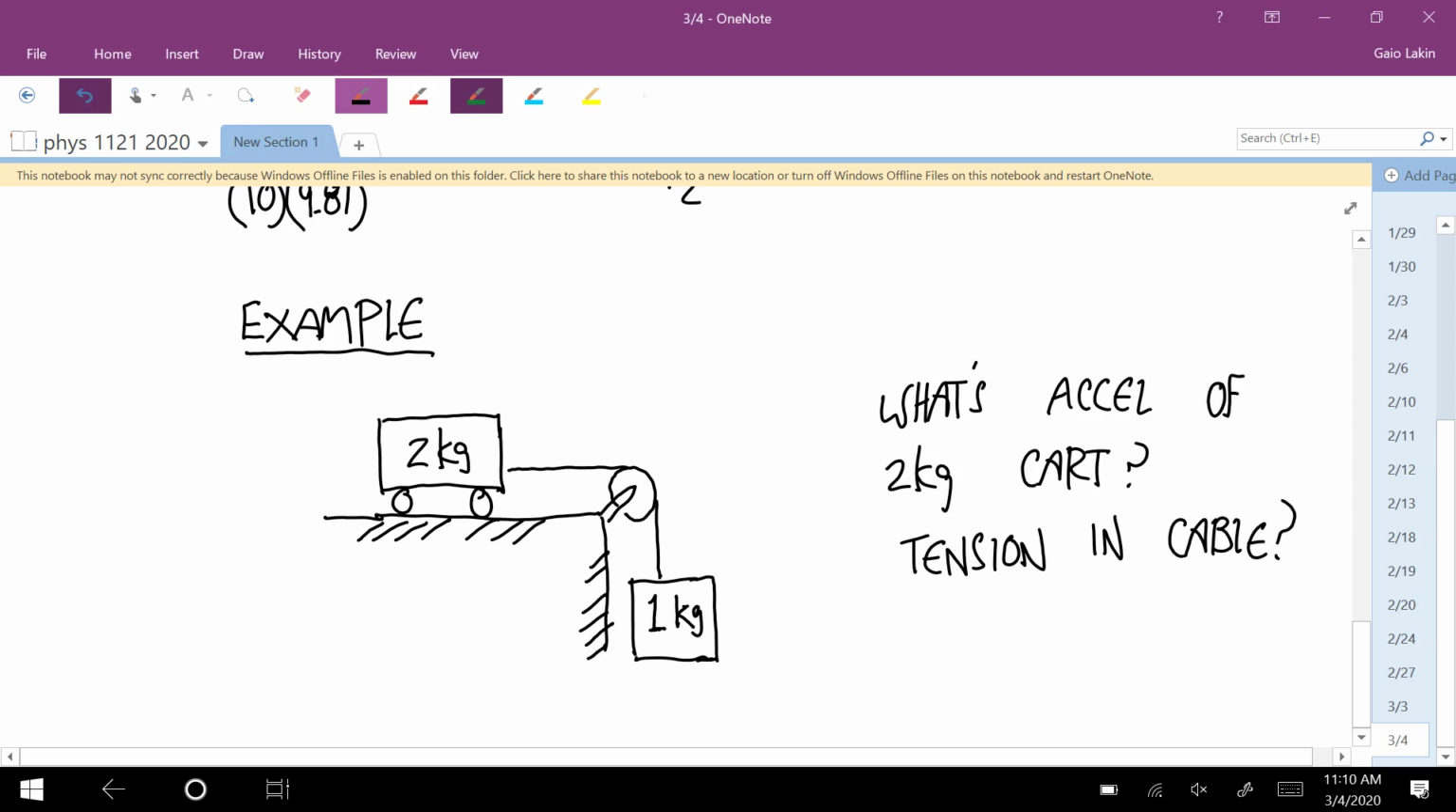Okay. Well, you might think that the tension in the cable is just going to be the weight of this, but we're going to see that that's not true. The tension is going to be a little bit more than that. We'll see. No, a little bit less than that. So a little bit less than that it should be.